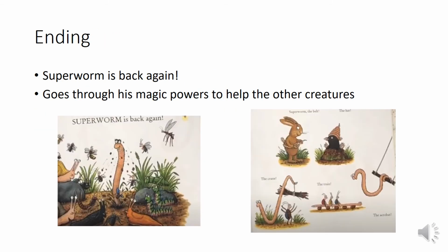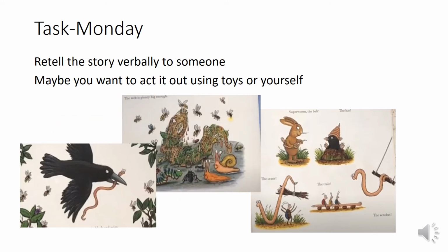We then have the last section of the book and the last section of our story mountain, and this is the ending. So just as it says, what happens at the end of the story? And this is where Superworm is back again because the other creatures have rescued him. And again at the end of the book it goes through all his magic powers and how he helps the other creatures. So your task today is to retell the story verbally.